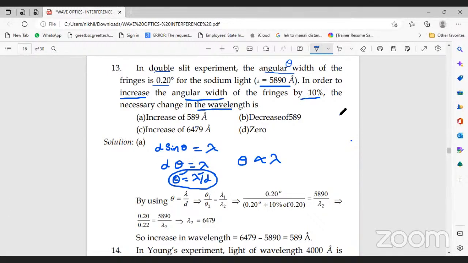Now, what is theta 1? Initial angular width is 0.20 degree. What is the final angular width theta 2? It is increased by 10%. What is 10% of 0.2? 10% of 0.2 is 0.02, right? So 10% increased means 0.02 was increased. So 0.2 plus 0.02, that is 0.22 degree. That is theta 2.